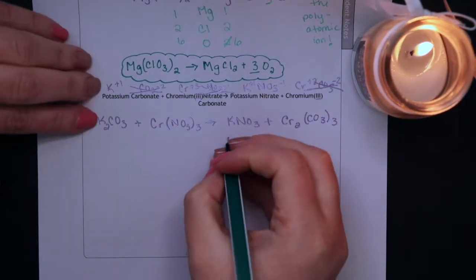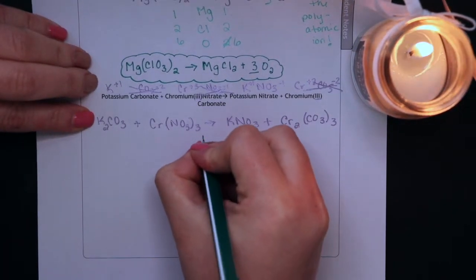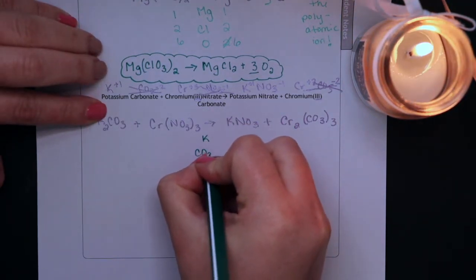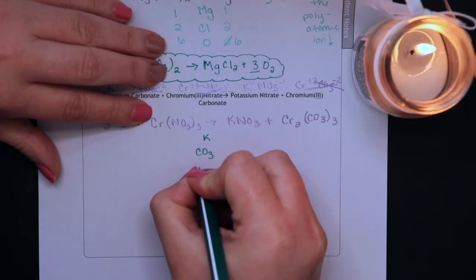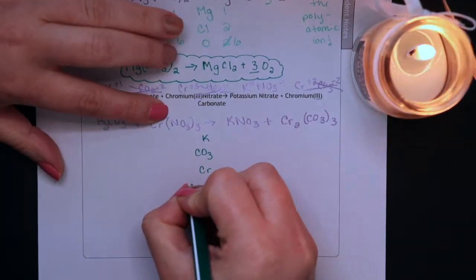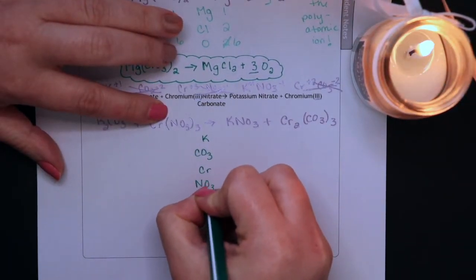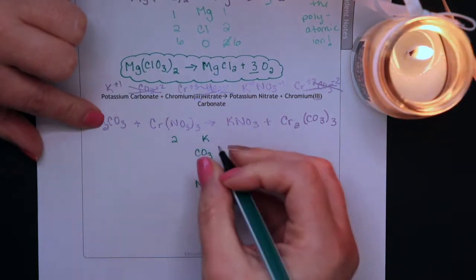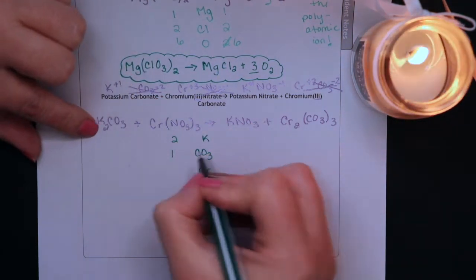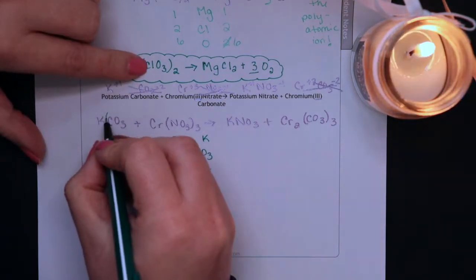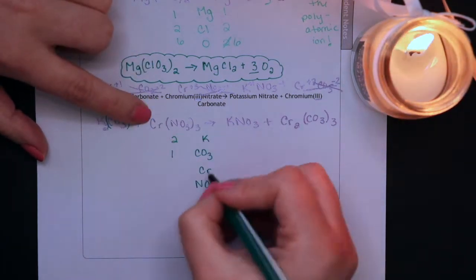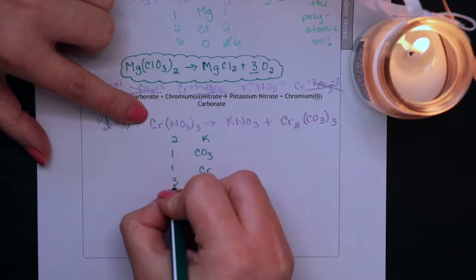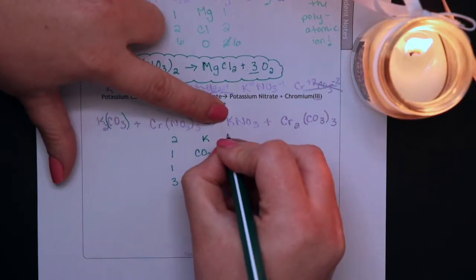The first atom is potassium. The next is a polyatomic ion, which is carbonate. The third is chromium. The fourth is nitrate. So we have 2 potassiums on the left and 1 on the right. 1 carbonate on the left, 3 on the right. 1 chromium on the left, 2 on the right, and 3 nitrates on the left, and 1 on the right.